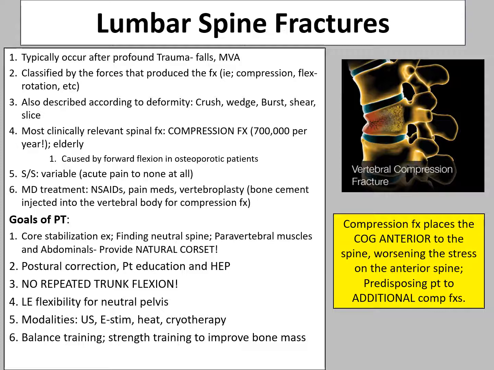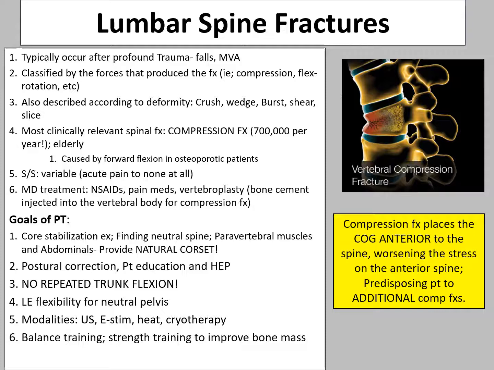Oftentimes, once they've had one compression fracture, they're more likely to have another. So what can be done? They're going to be given pain medicine, anti-inflammatory. Also, something that is usually quite successful is the surgeon can do a vertebroplasty, which means that they actually inject bone cement into the vertebral body. That helps give that support, and it'll decrease the pain.